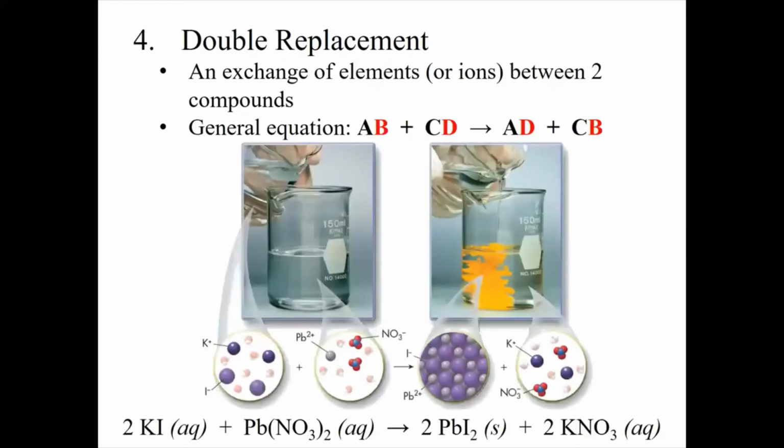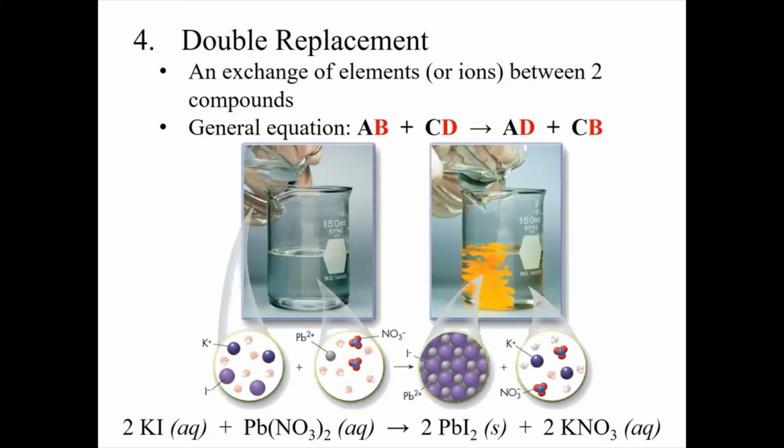The next type of reaction to consider is double replacement. These reactions occur when an element or an ion in one compound trades places with an element or ion in another compound, resulting in the formation of two new compounds. The general equation here: AB plus CD produces AD plus CB. By convention, when writing ionic compounds, the cation is written first, so for this generic example, A and C are the cations, B and D are the anions.